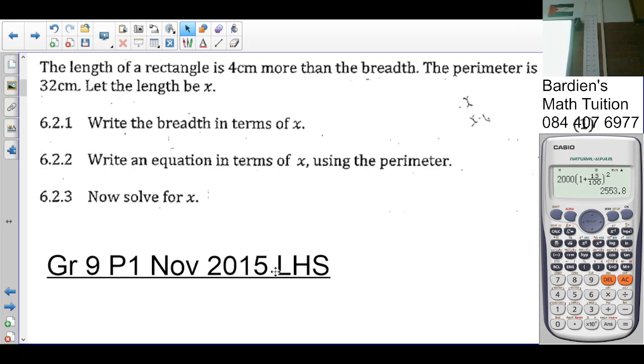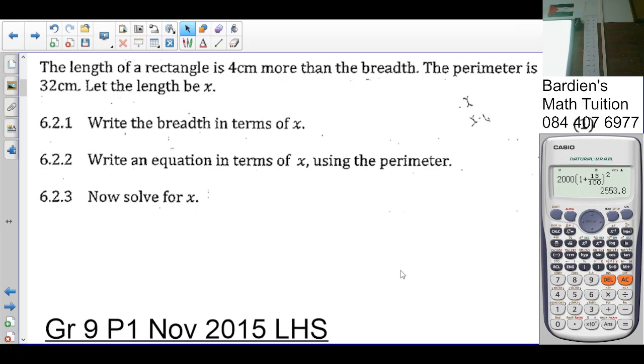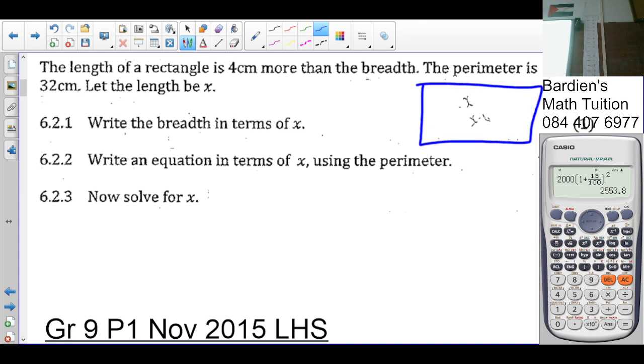Next, 6.2. Here we are told that the length of a rectangle is 4 centimeters more than the breadth. So if you have a rectangle here, that's your breadth and that's your length. The length is longer, so let the breadth be x.